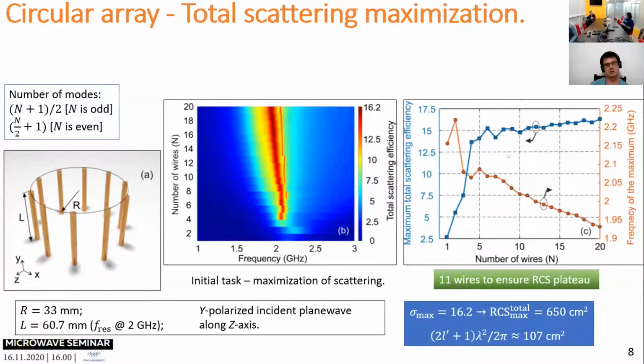You understand it? Yes, I understand. So your side cross-sectional area is something like lambda over two. Okay, that's comparable, of course.